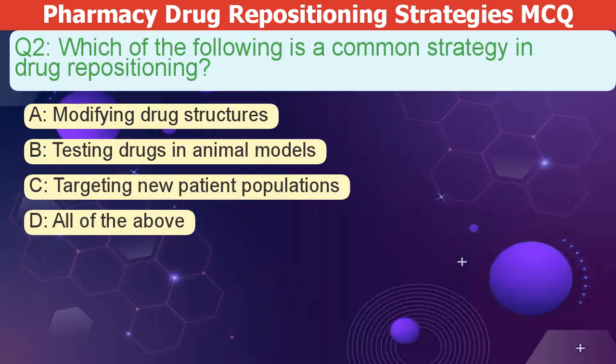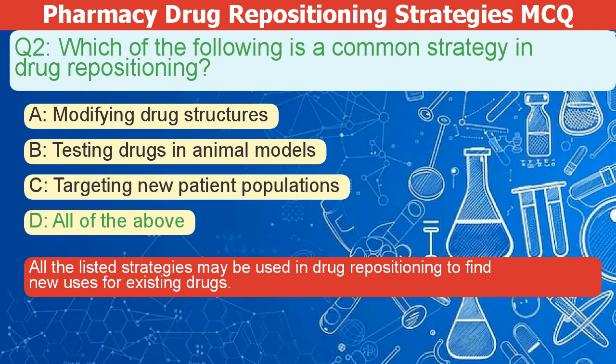Which of the following is a common strategy in drug repositioning? A. Modifying drug structures. B. Testing drugs in animal models. C. Targeting new patient populations. D. All of the above. The correct answer is D. All the listed strategies may be used in drug repositioning to find new uses for existing drugs.